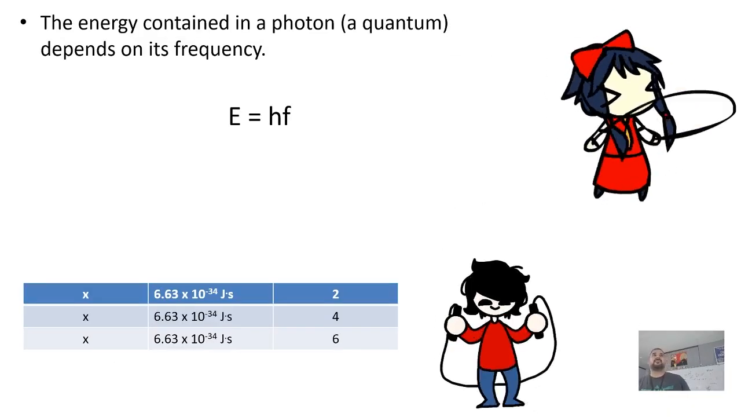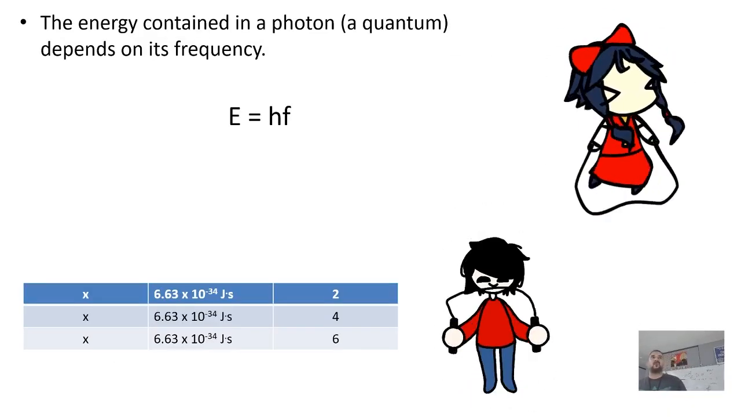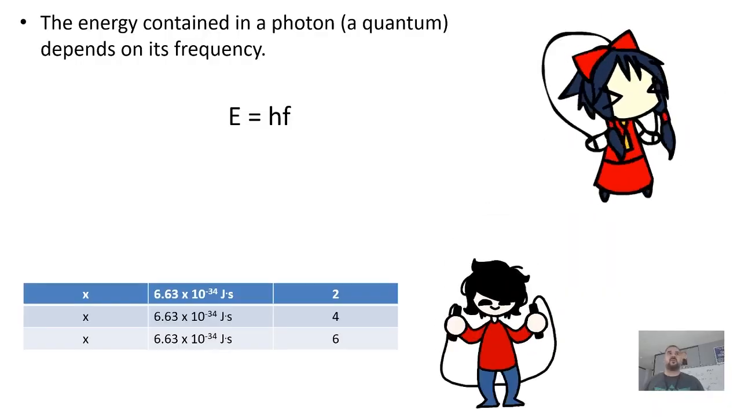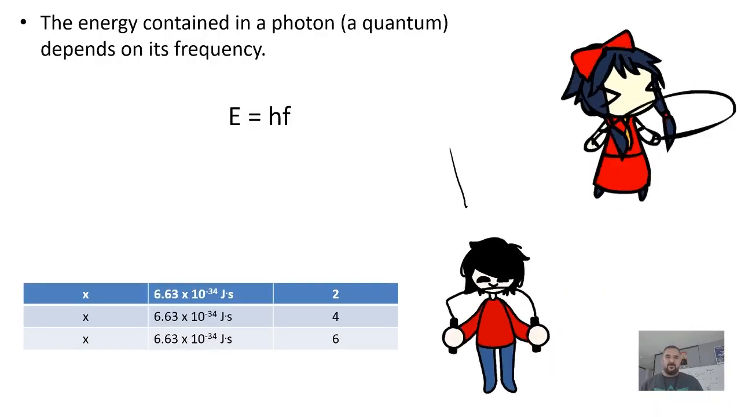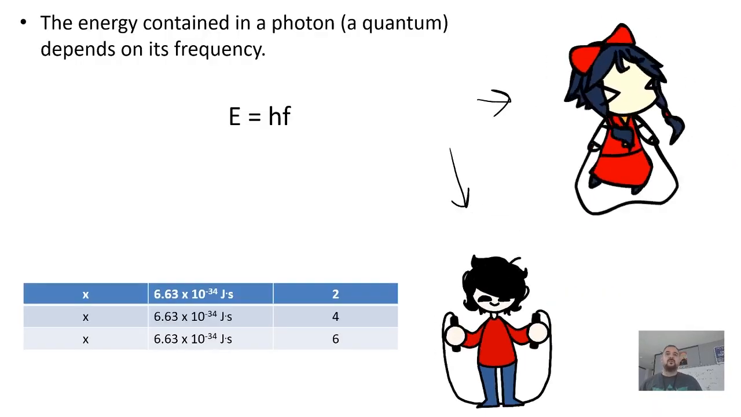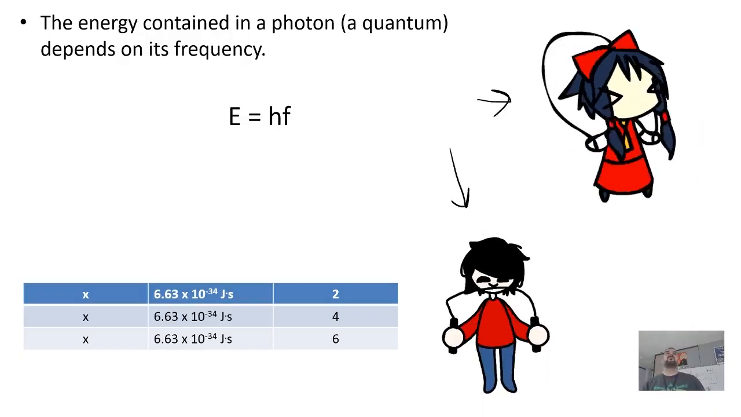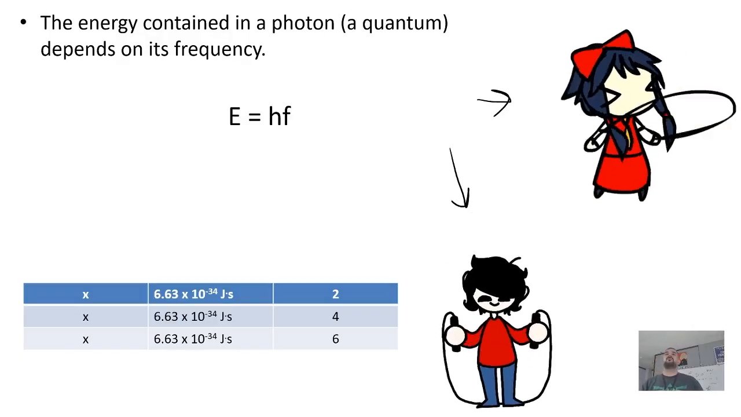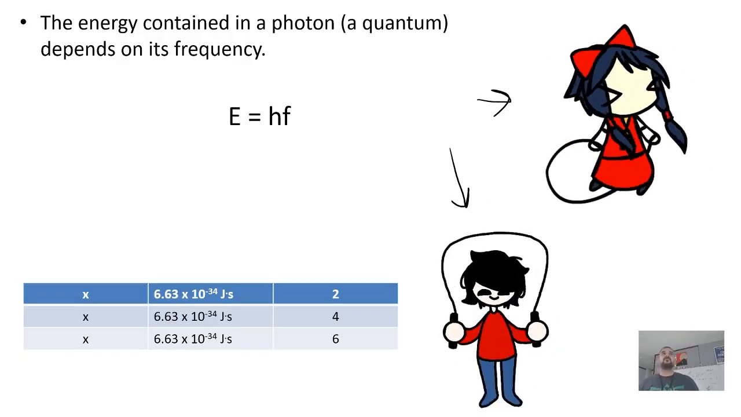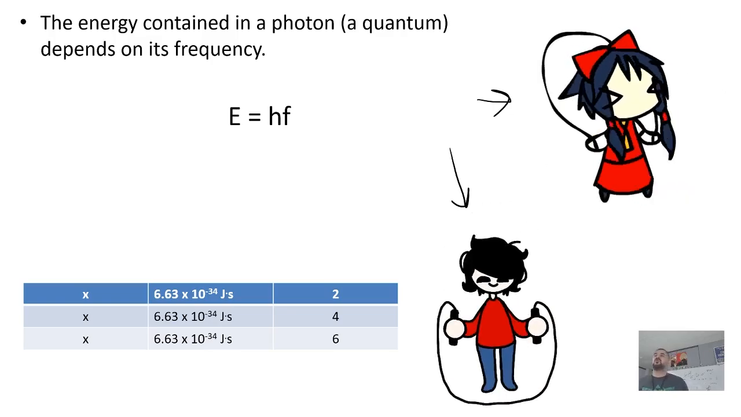So here it says the energy contained in a photon, a quantum, you don't need to write this, depends on the frequency. So I got 2 people here. I got this guy and I got this girl. Which one's got the higher frequency with regard to jumping rope? The girl has a higher frequency. Which one has higher energy?